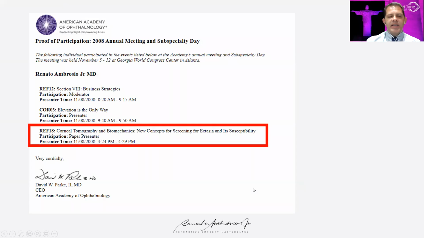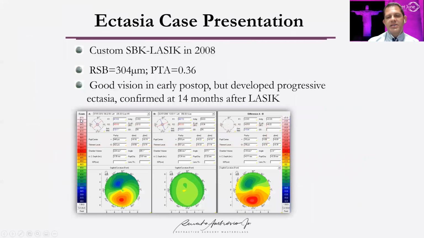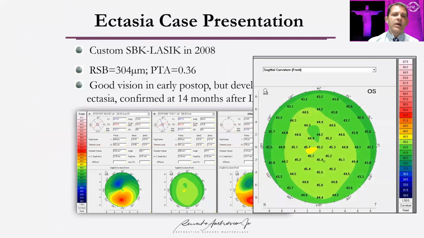In 2008, we took this paper at the AAO for the first time with this concept, and we are also debating about elevation versus curvature. Interestingly, this case was presented by Doug Koch, and I was able to get the data, the U12 files from the Pentacam, and do a detailed analysis. And a lot of people would say that this will be pathognomonic for forme fruste keratoconus.